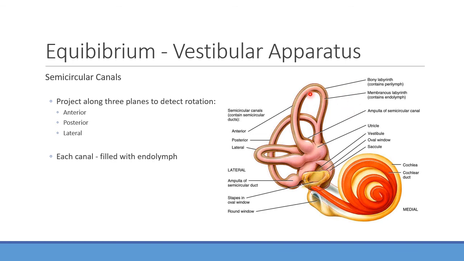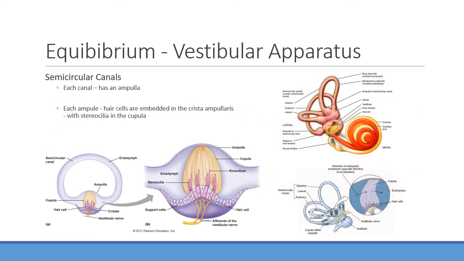Each canal is itself filled with endolymph, right? So within the membranous labyrinth, you're going to see that endolymph. On the outside of it would be the what? The perilymph, right? And outside of that would just be bone, essentially. Okay, so each canal has an ampulla, and you can see the ampulla here. Here's one of the semicircular canals taken out from the rest of them, and you have this ampulla.